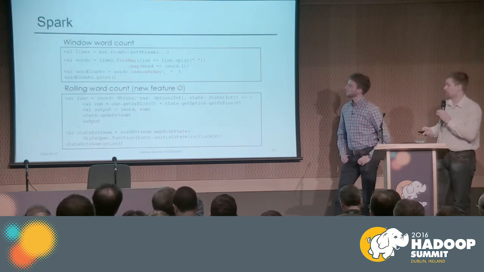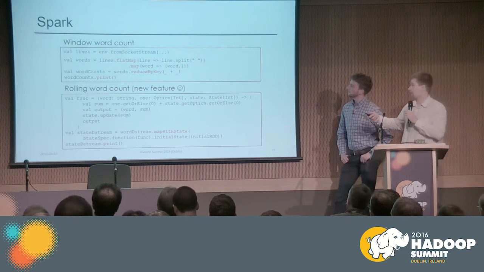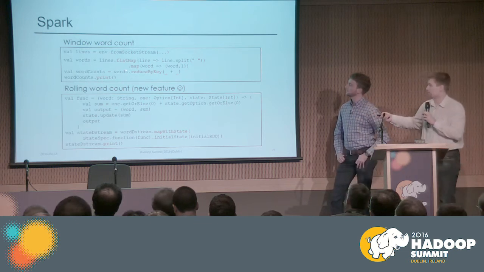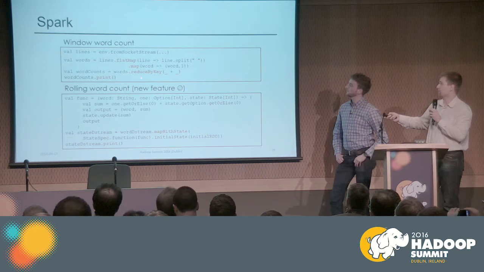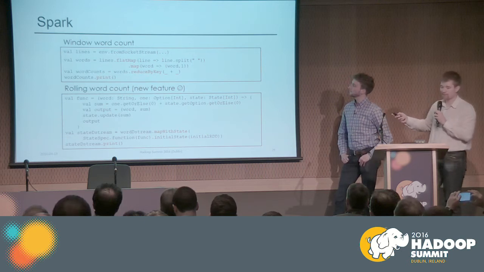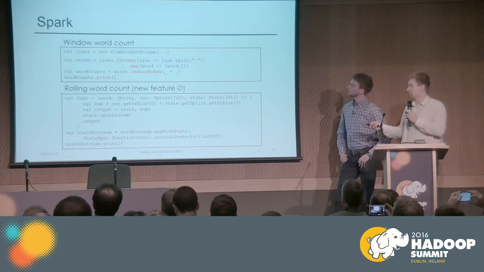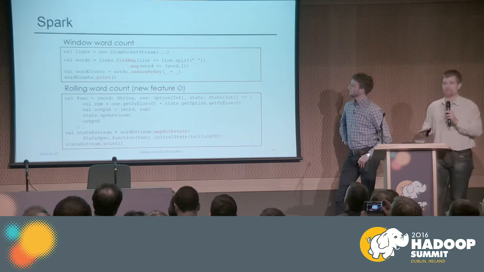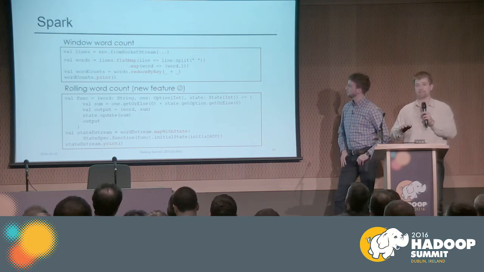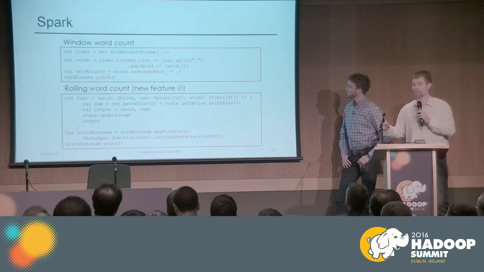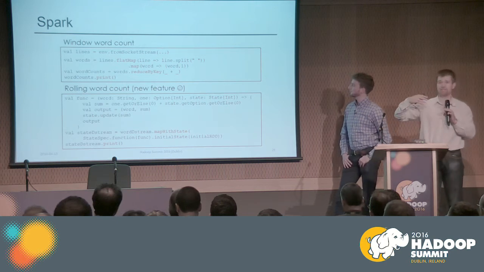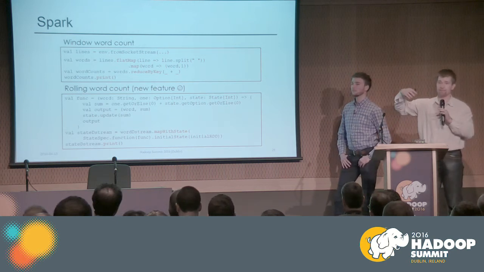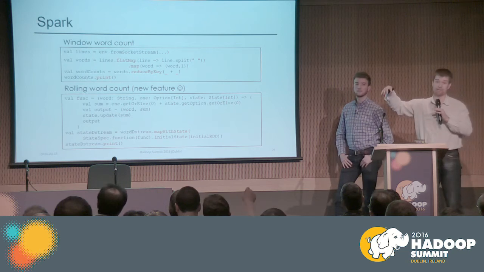What about the Spark solution? The window word count is naturally almost the same. Actually, it's even more concise because of Spark's pair RDD solution. The rolling word count is a little hefty. And what's the reason behind that? Well, actually, it's the runtime. Because we don't have these long-running operators with which we could implement our long-running hash maps.